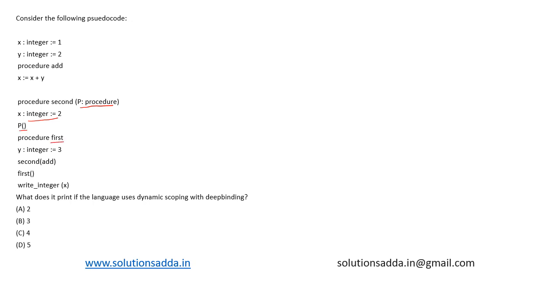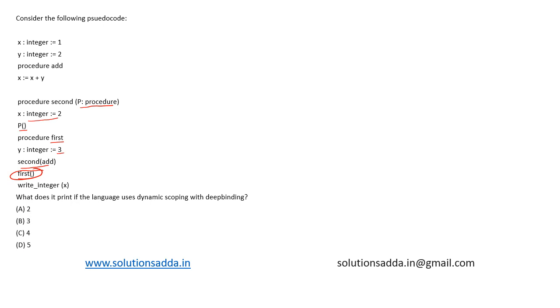And there is a procedure first where y is assigned value 3. Then we add second and pass the add procedure. Then first is called, then write integer of x. So this is the first function that gets called. Now, what does it print if the language uses dynamic scoping with deep binding?